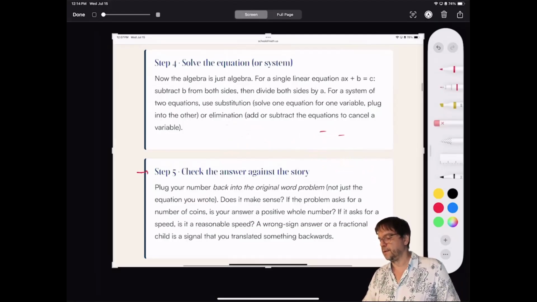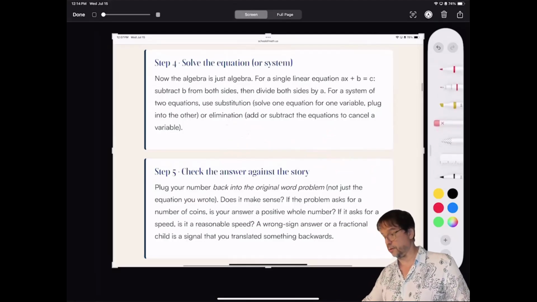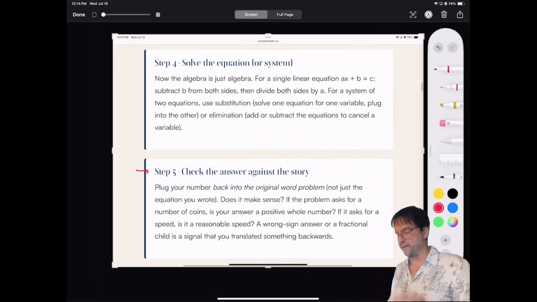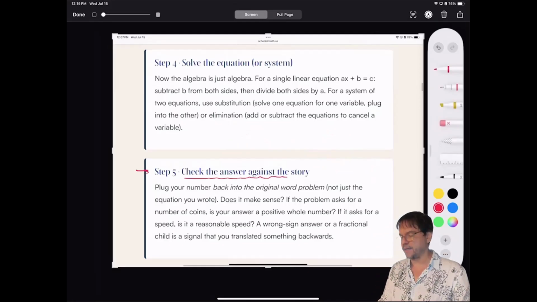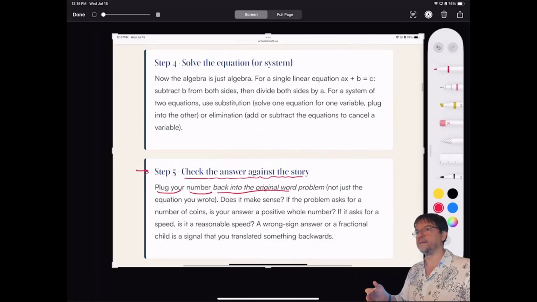Okay. Just a second. So let's go back. Let's continue and go for step 5. Check the answer against the story. Plug your number back into the original, okay? Sometimes you find the equation and then find the number that solves that equation.